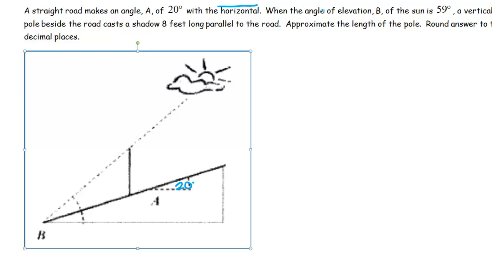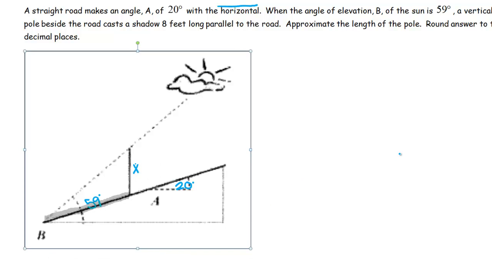When the angle of elevation B of the sun is 59 degrees, so when the sun is at that angle, this is 59 degrees. Angle of elevation means horizontal all the way up. So that's 59 degrees in there. A vertical pole beside the road casts a shadow of 8 feet long along the parallel of the road. So this is where I want to show you my shadow. Here's the shadow right here. It's 8 feet long. Approximate the length of the pole, so I am definitely looking for this height of the pole. And here's my pole right here.